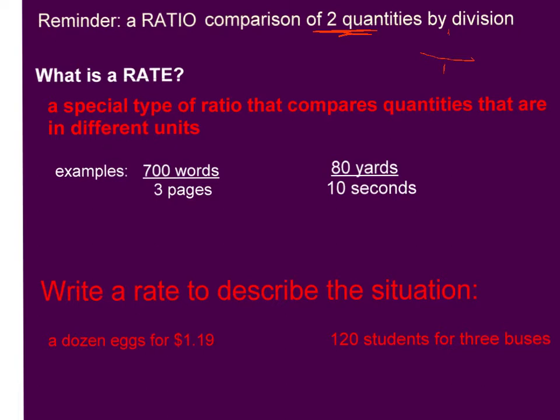Here are a couple good examples. 700 words per 3 pages. Words per page. 80 yards per 10 seconds. Yards per second. Yards and seconds, very different. Words and pages, different. So we're going to write a rate to describe the situation below.